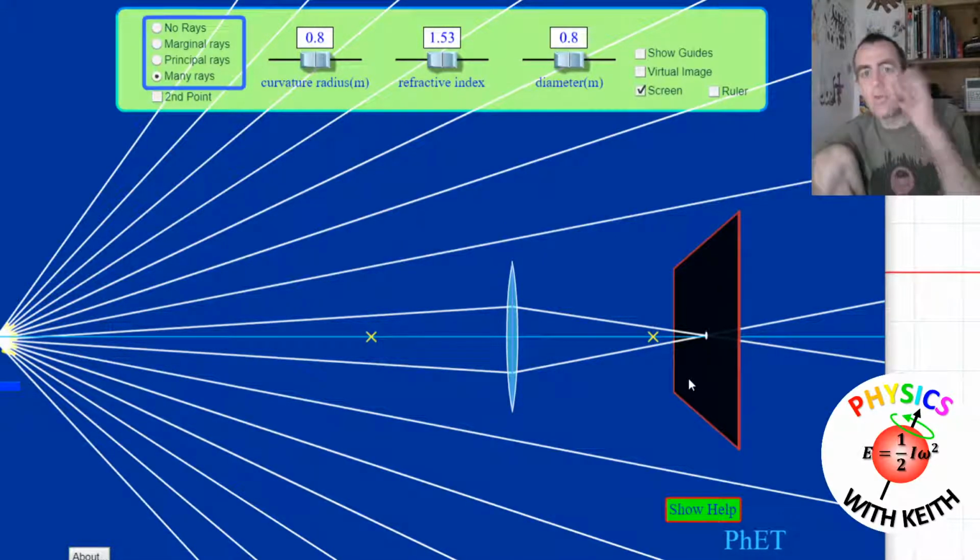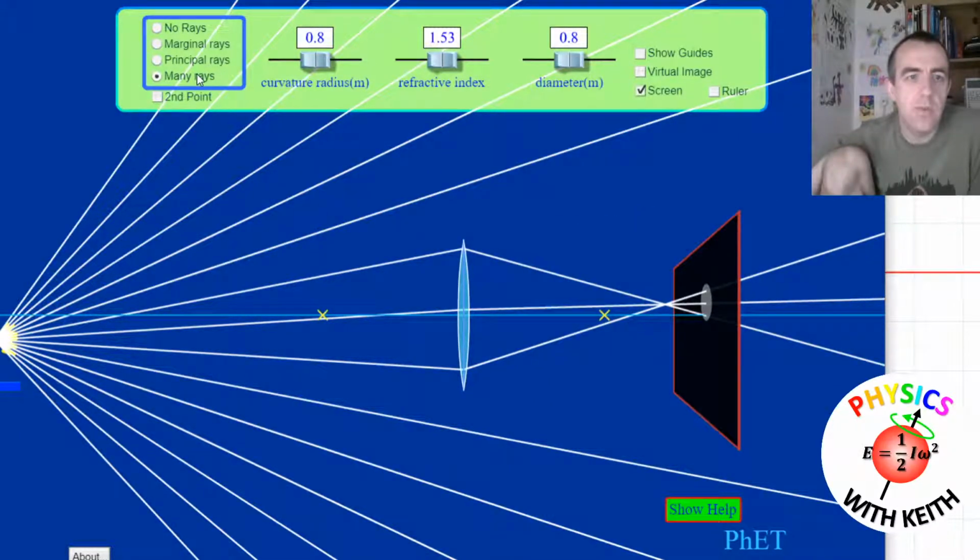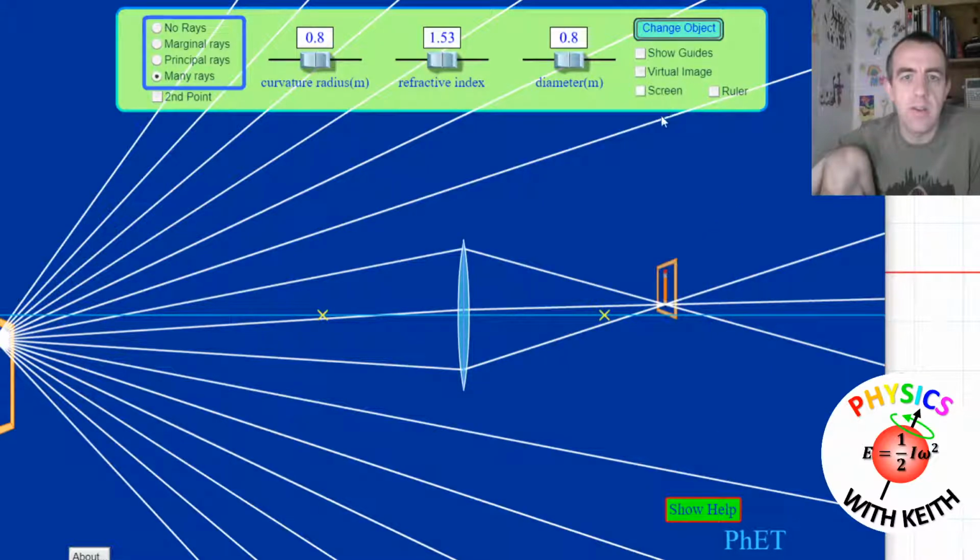A dot. All the rays come together at that point. Now, let's get rid of our screen. If I have just an object like a pencil here, that's lost off the side of my screen now. Am I able to get that back?